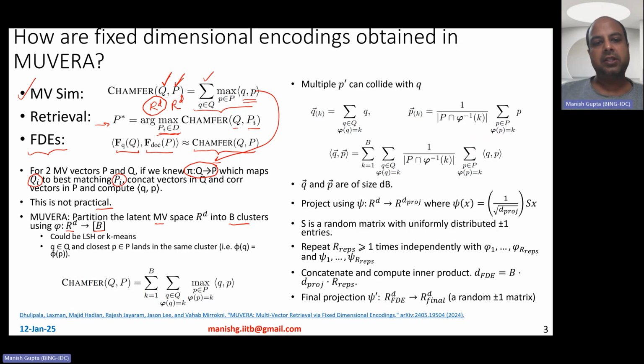Now, when you take any query token Q and any passage token P, you would observe that if they are close to each other, if this passage token is very similar to this query token, they would be in the same cluster. They would belong to the same cluster. So this maximum similarity can actually be approximated in this manner.